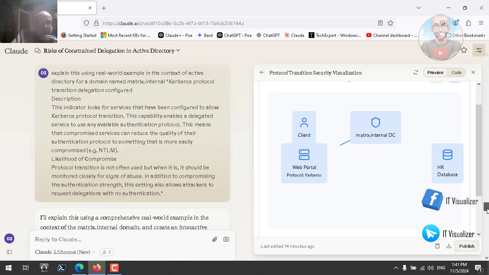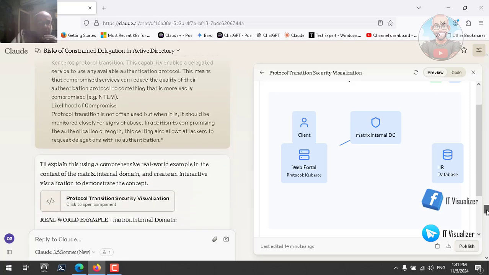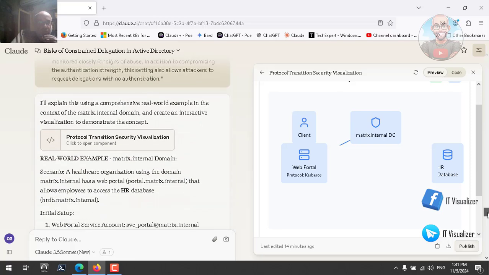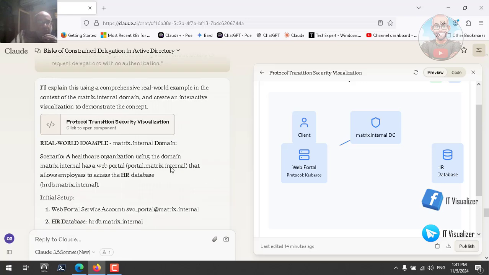what it's talking about. Here we have the scenario. We have a healthcare organization using the domain matrix.internal that has a web portal that allows employees to access the HR database. So this is good.